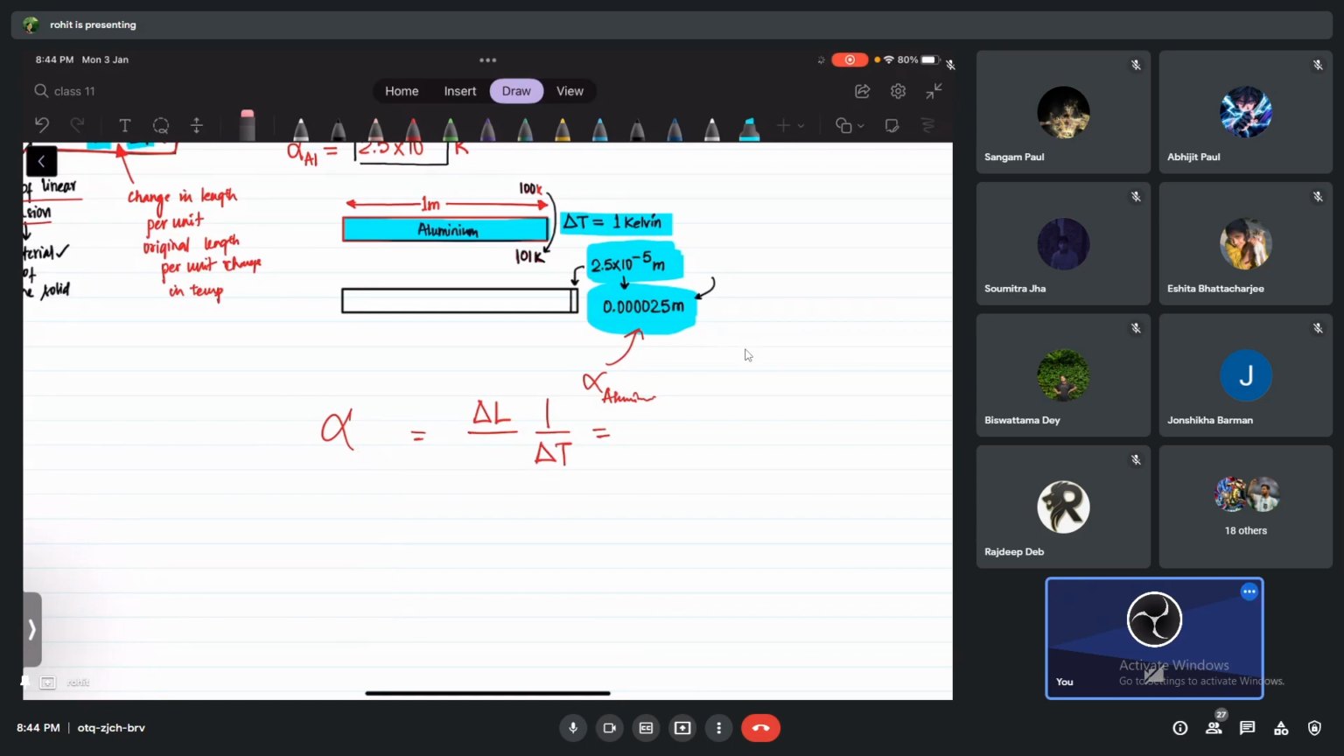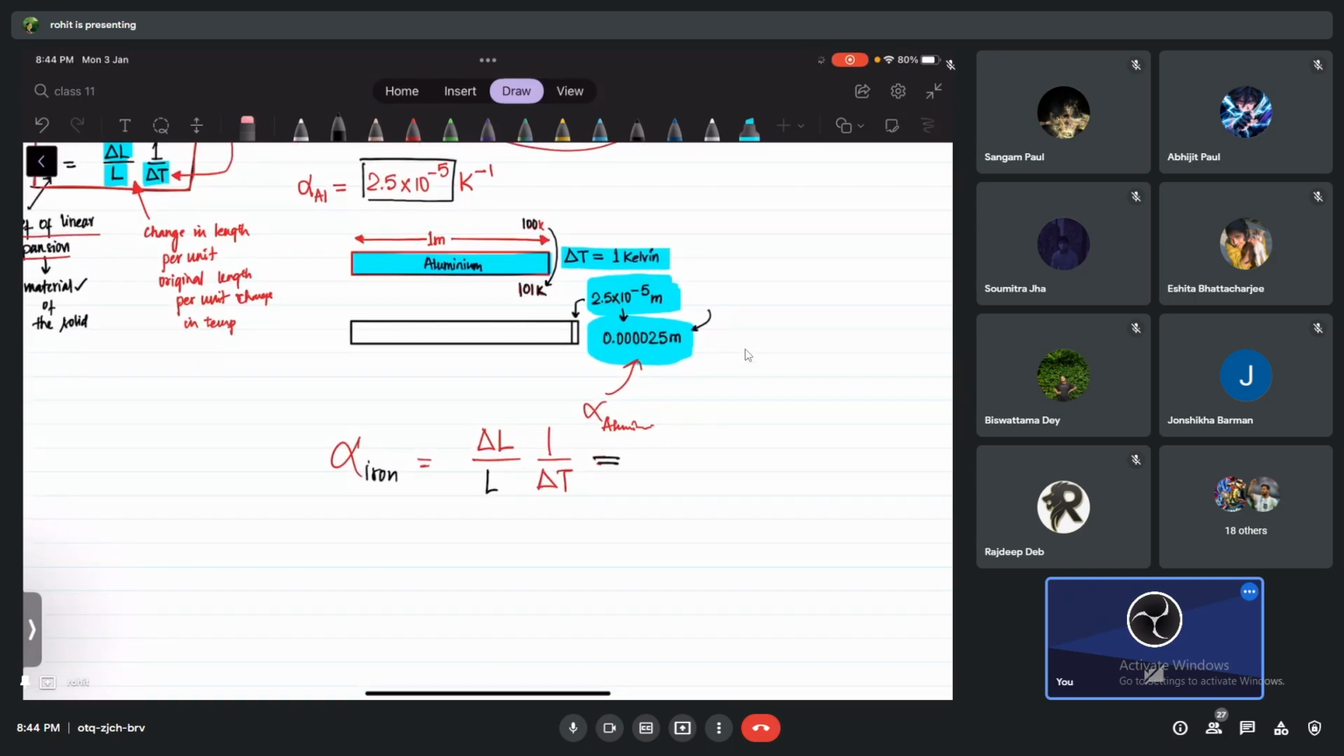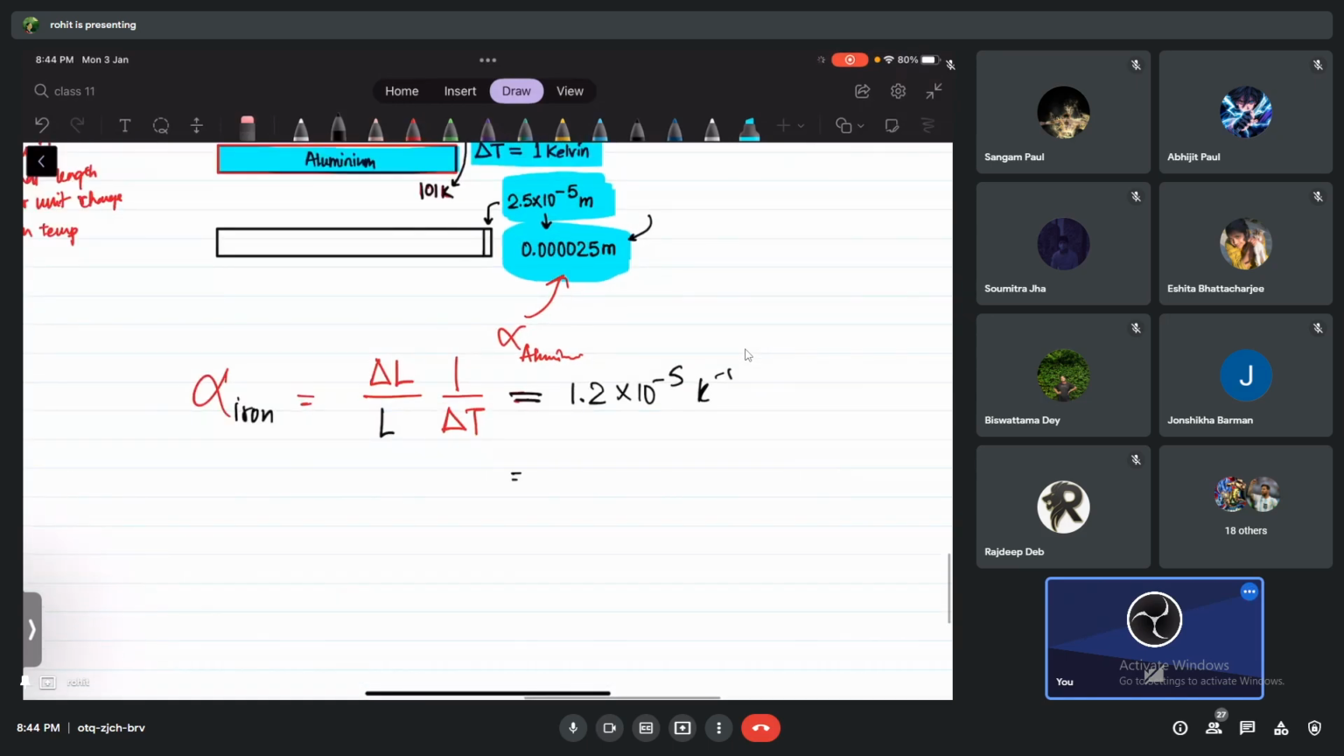Let me do it for iron. Look at iron. What do you think, does aluminum expand more or iron? Aluminum, yes. That was 2.5, but iron is 1.2 into 10 to the power minus 5 per Kelvin. Do you understand what this number means? It means 1.2 into 10 to the power minus 5 meters will be the expansion if I take 1 meter long iron and change the temperature by 1 Kelvin. This is how we talk about alpha.